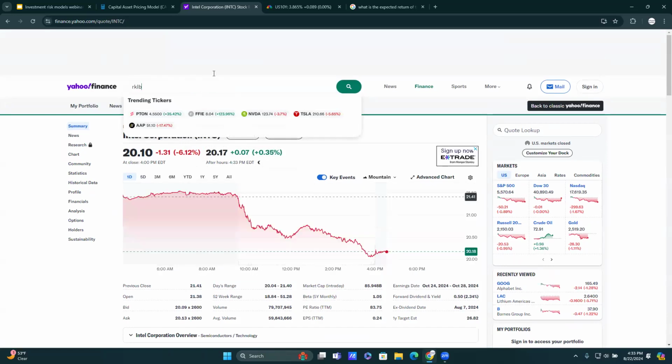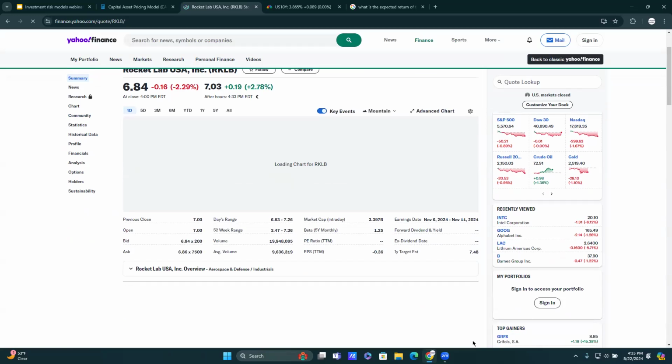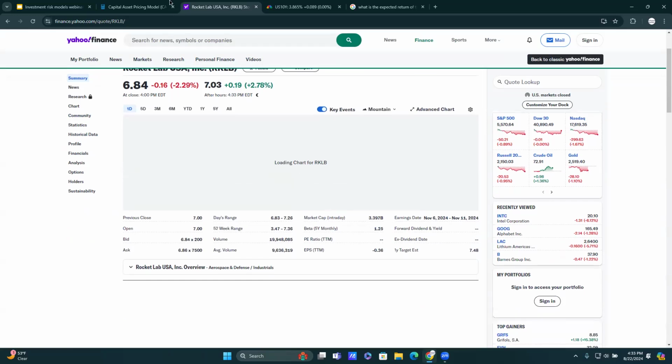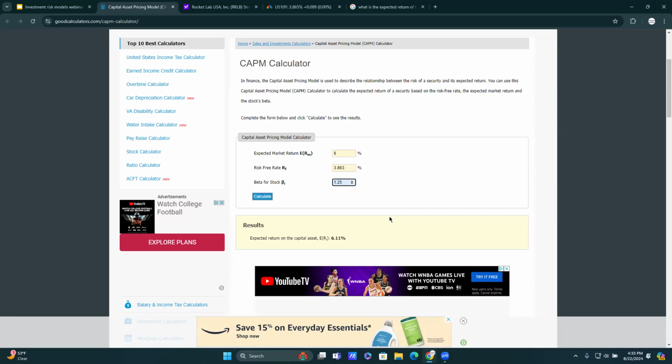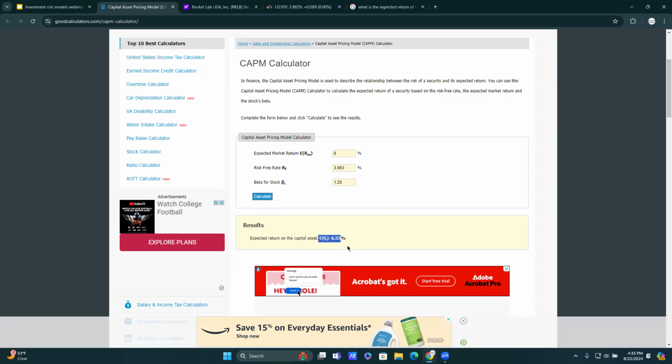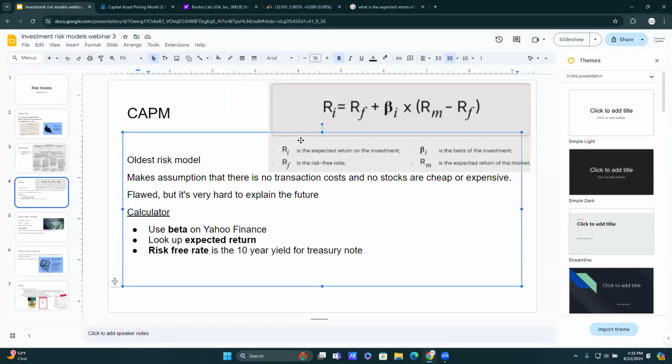We'll do one called Rocket Lab. So this Rocket Lab has a beta value of 1.25. So let's change this. And now we'll calculate. Now we get an expected return on the capital asset of around 6.53%. So that increases quite a bit, right? So from there, we understand that because of our market conditions and our beta value, the expected return on the stock is around 6.53% for Rocket Lab. So that's just the CAPM model.